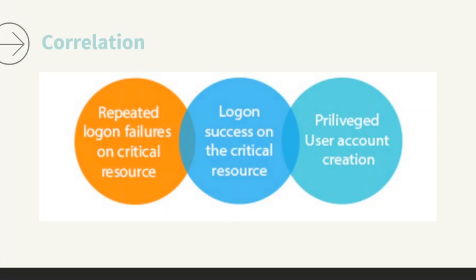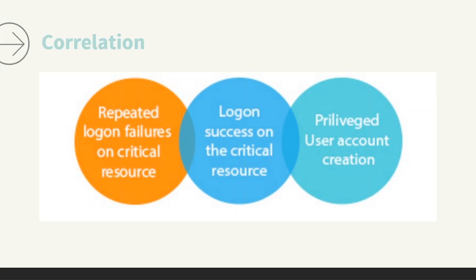Again, just a logon success doesn't really make sense for an IT administrator, so that could well be a routine event. Privileged user account creation, of course, is another important thing that an IT administrator would want to track, but by itself is not going to make much sense. But say all these events happen together within a short time interval. You have a bunch of repeated logon failures followed by the logon success on the critical resource, followed by a privileged user account creation. This could mean that someone has created a backdoor account and is trying to attack your network.